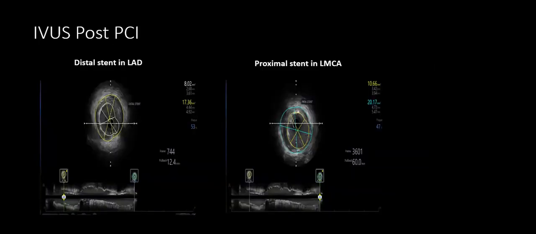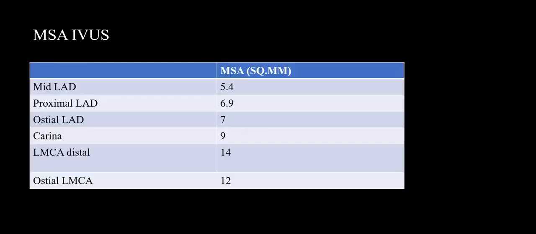And the IVUS post PCI in the mid, where we had only 2 mm square MLA, the MSA was 8 mm square. And in the proximal, it was satisfactory. It was 10.66 square millimeter. These were the IVUS findings after the final post dilatation.